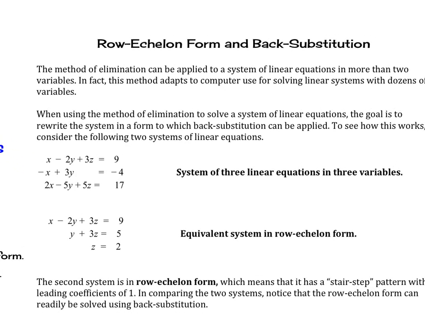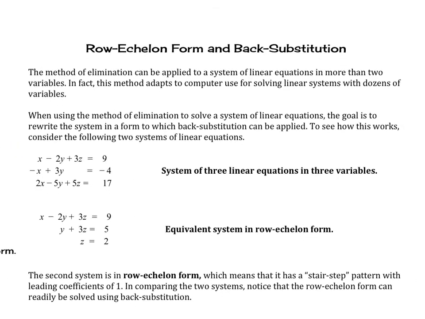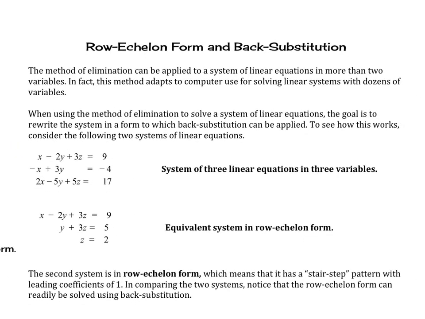The method of elimination can be applied to a system of linear equations in more than two variables. In fact, this method adapts to a computer used for solving linear systems with dozens of variables. When using the method of elimination to solve a system of linear equations, the goal is to rewrite the system in a form to which back substitution can be applied. To see how this works, consider the following two systems of linear equations.